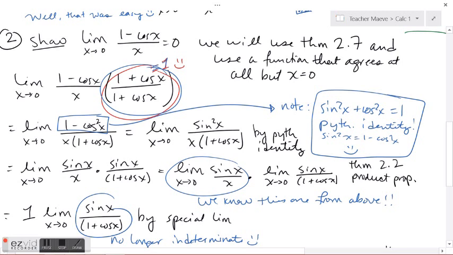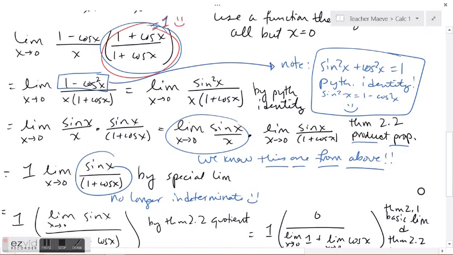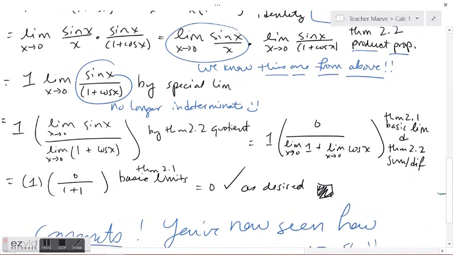So now we've got the limit. It's just sine squared x over x times 1 plus cosine x. So then you break this apart. It's really sine x over x, and then sine x over 1 plus cosine x. Now you've got your sine x over x. You break up the limit. That was theorem 2.2, the product property. We know this one from above.